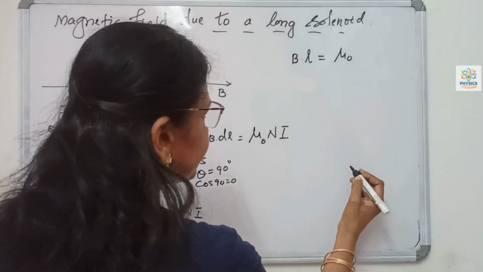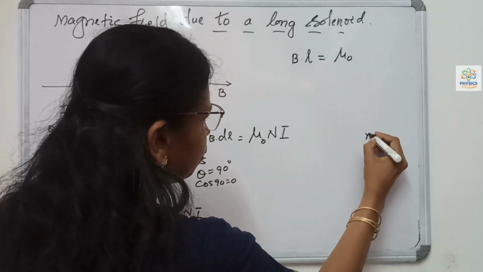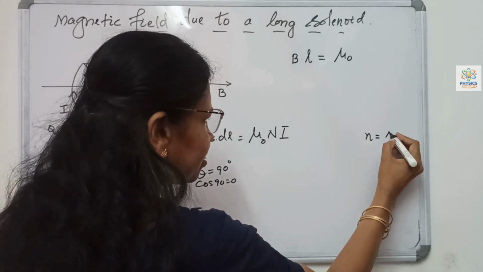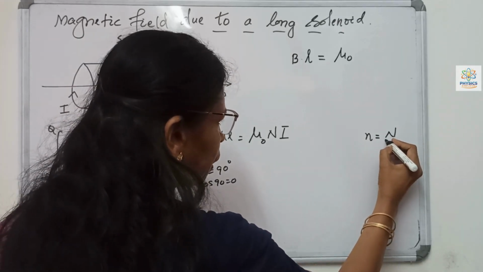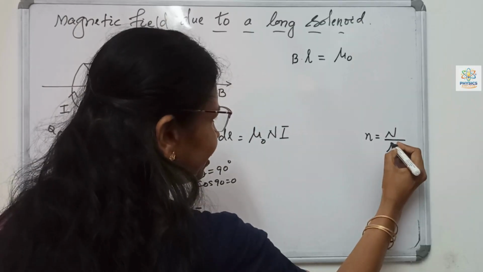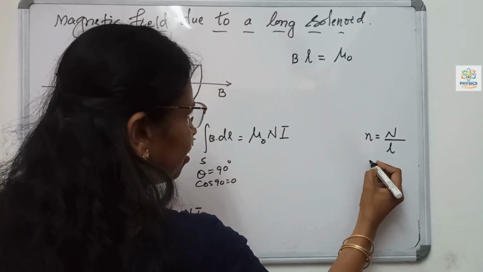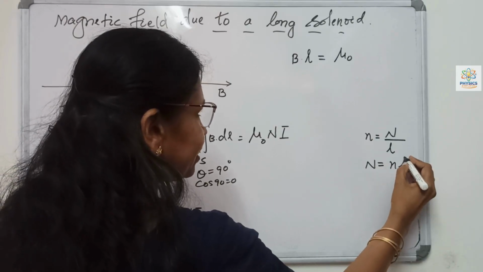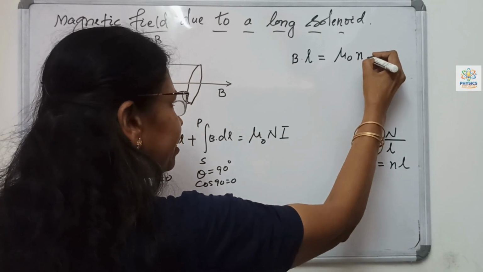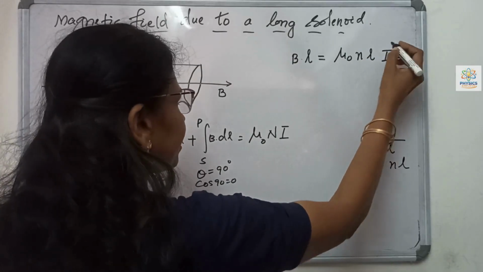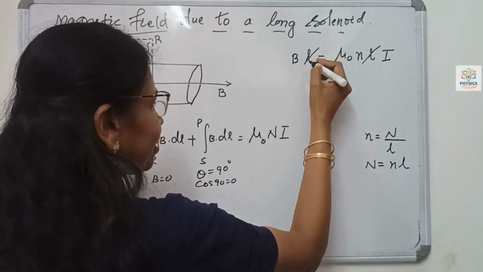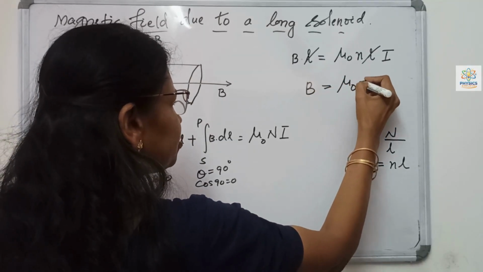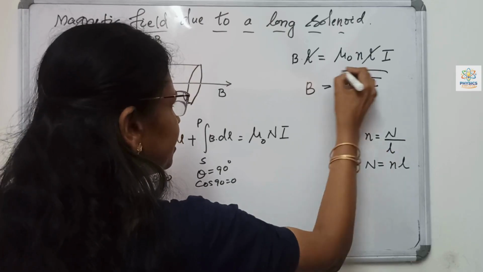Here we know that small n is the number of turns per unit length, that is, small n is equal to the total number of turns by the length of the conductor. From this equation we can write N is equal to n into L. Therefore, mu 0 n L into I. This L and L cancel. The magnetic field B is equal to mu 0 n into I.